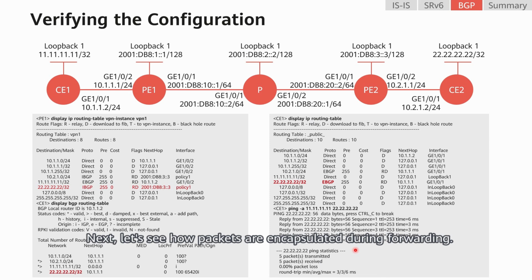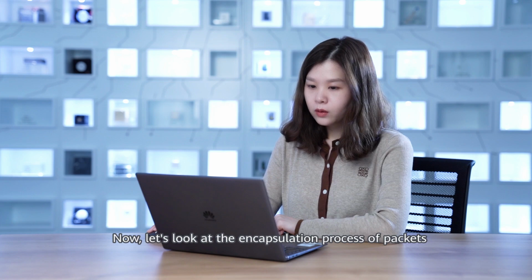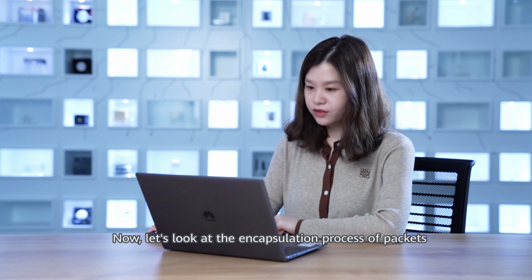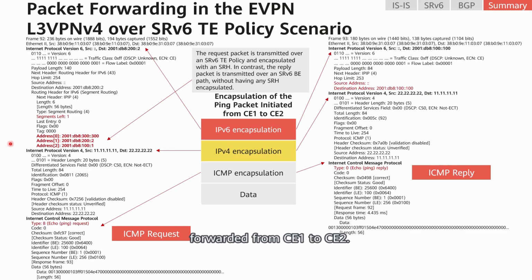Next, let's see how packets are encapsulated during forwarding. Now, let's look at the encapsulation process of packets forwarded from CE1 to CE2. CE1 first initiates a ping operation by sending an ICMP request packet, for which IPv4 encapsulation is performed, using CE1's address as the source address and CE2's address as the destination address.